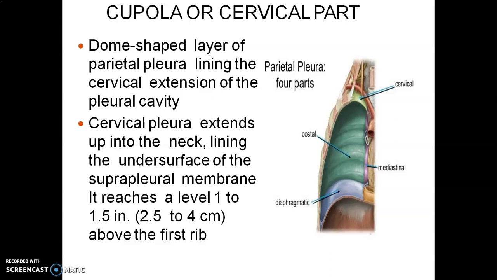Coming to the cervical part, it is a dome-shaped extension which covers the apex of the lungs. This dome-shaped extension extends above the first rib for about 1.5 inches, 2.5 to 4 centimeters above the first rib. This cervical part lies beneath a tough fascia above, which we call the suprapleural membrane or Sibson's fascia.